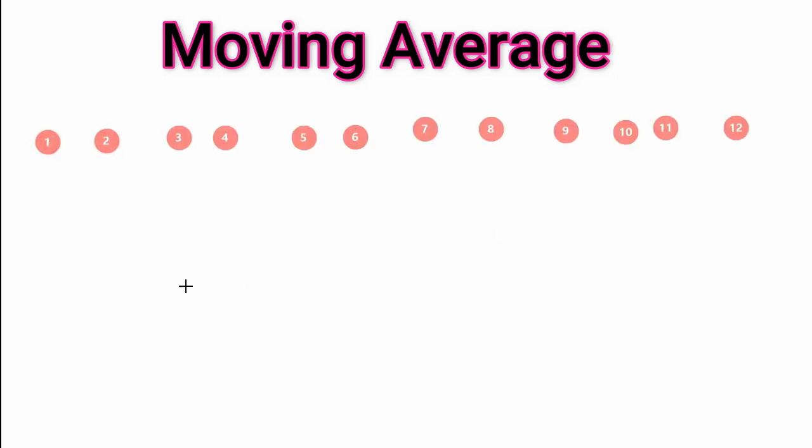Today we will learn about moving average. What exactly is a moving average? Let's see. If we have the closing prices of a particular stock on different days like this, and we have to find a 3-day moving average, then we have to take these 3 and take the average of the 3 days.